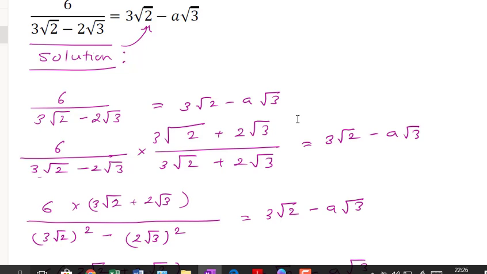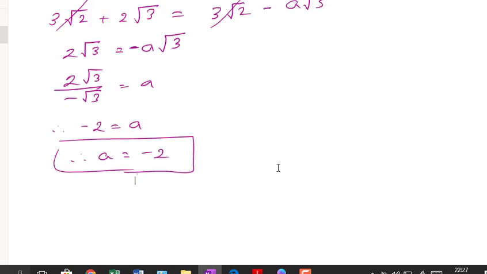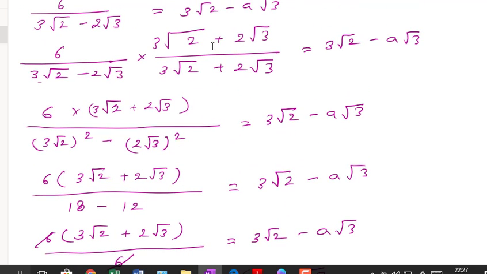But if the denominator is in the form of a minus b or a plus b, then if it is in the form of a minus b, we multiply and divide by a plus b, and if the denominator is in the form of a plus b, we multiply and divide by a minus b. By that, if you calculate, you will get the answer.